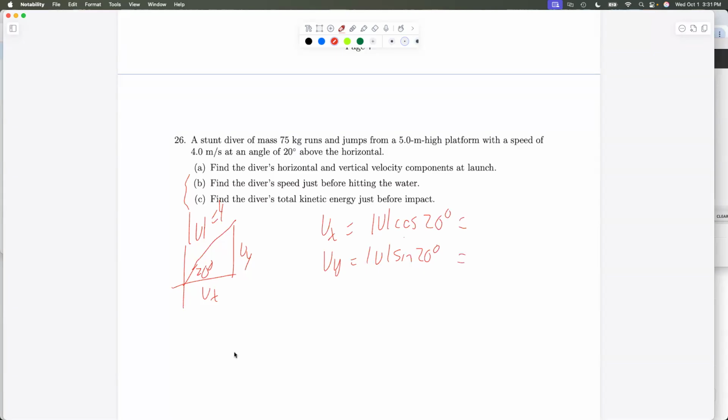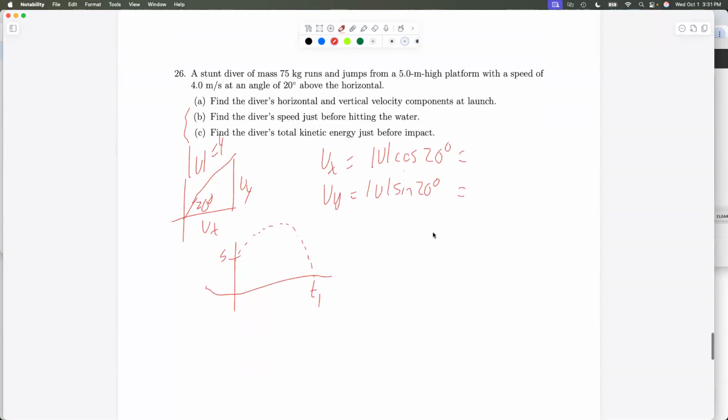Find the speed just before hitting the water. We're on a 5-meter platform, and we come over here. Let's call that T1. So you can type those in the calculator on your own. I'll show you the answers in a second. Don't need either of those.